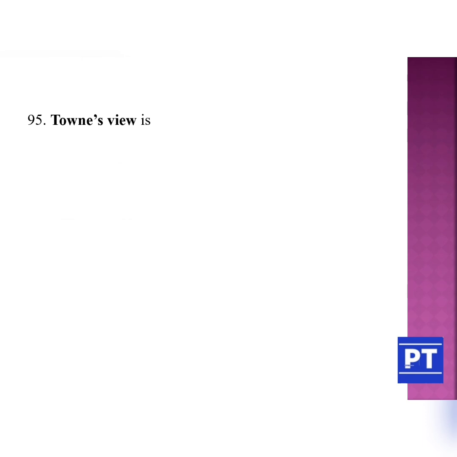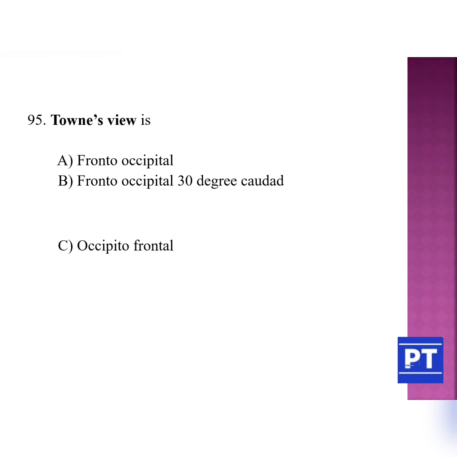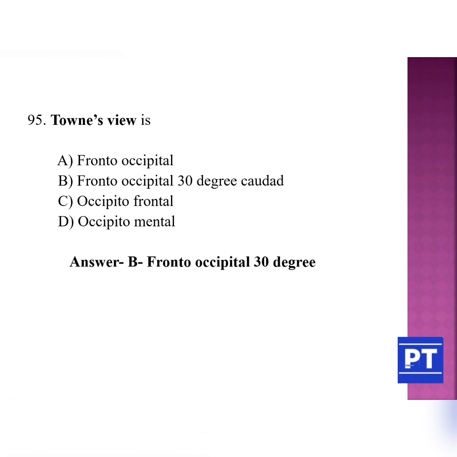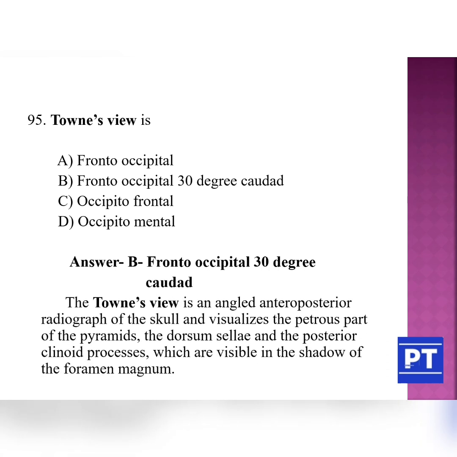Question number 95. Townes view is option A fronto-occipital, option B fronto-occipital 30-degree caudad, option C occipitofrontal and option D occipitomental. The answer is option B fronto-occipital 30-degree caudad. The Townes view is an angled posterior radiograph of the skull and visualizes the petrous part of the pyramids, the dorsum sellae and the posterior clinoid process, which are visible in the shadow of the foramen magnum.